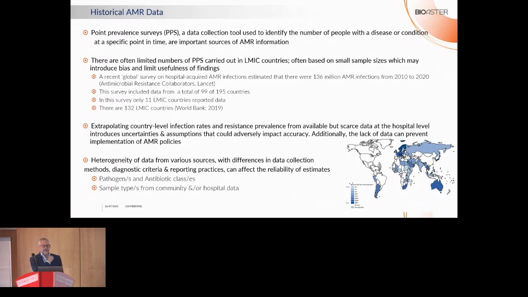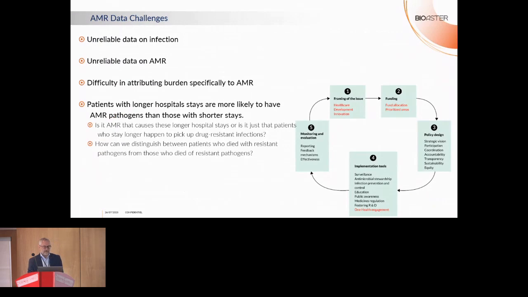So what are the data challenges? There's unreliable data on infection, on AMR. There's difficulty in attributing burden specifically to AMR. For example, here's a fact: patients with longer hospital stays are more likely to have AMR pathogens than those with shorter stays. Why is that? Is it that AMR causes these longer hospital stays? Or is it just that patients who stay longer in hospital happen to pick up drug-resistant infections? Let's face it, hospitals are full of sick people.